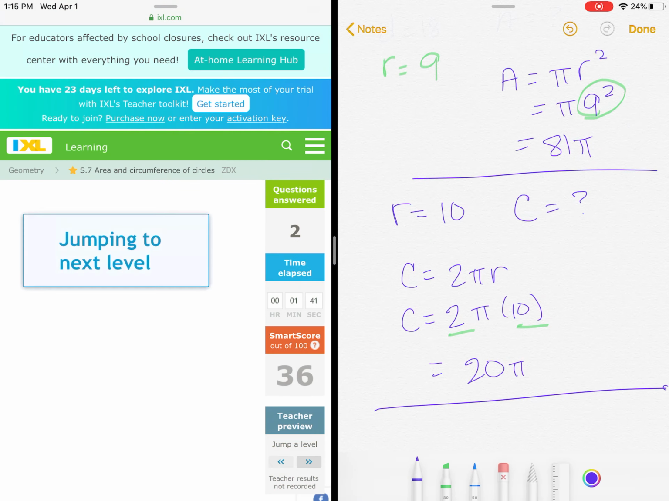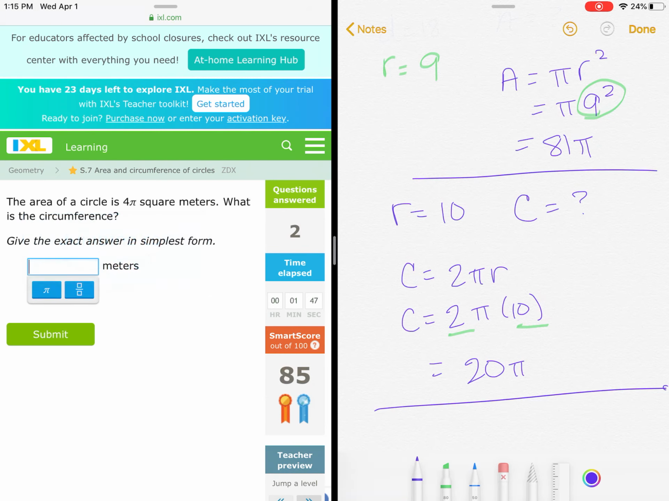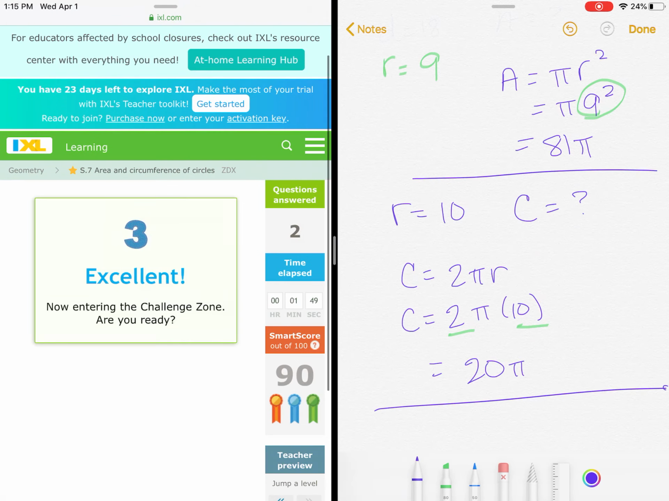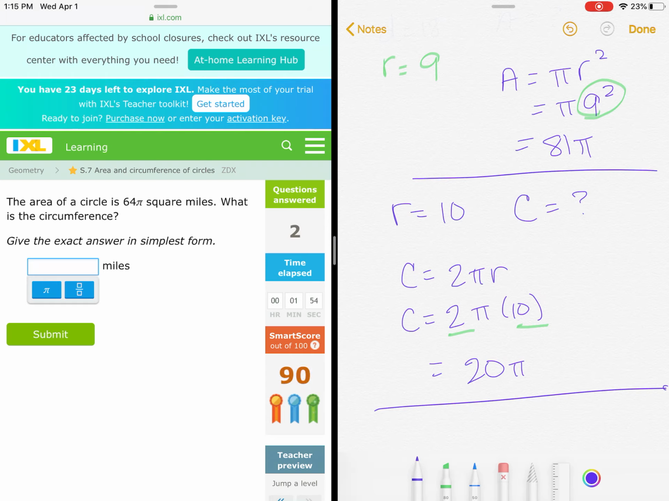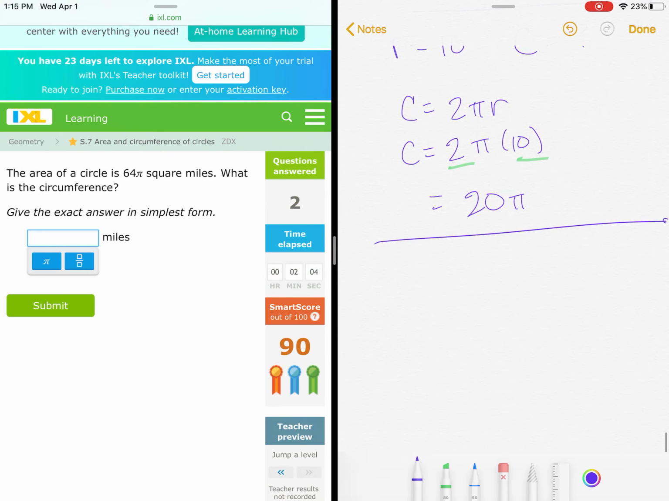Skipping simplest form. All right, it looks like all of them are going to ask you to leave it in simplest form, and I'm not going into the challenge zone, am I? All right, so the area is 64 pi square miles. What is the circumference? Okay, so to do that, you're going to solve for the radius and then solve. Okay, so let me work that one.